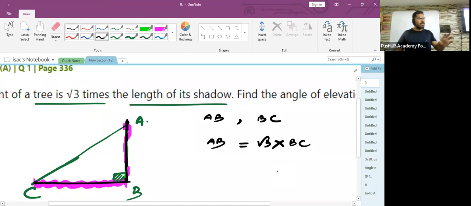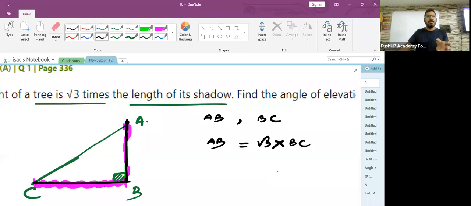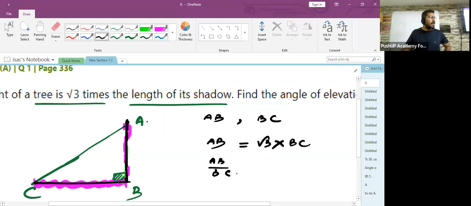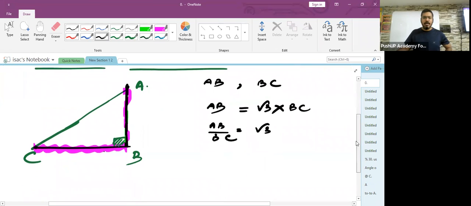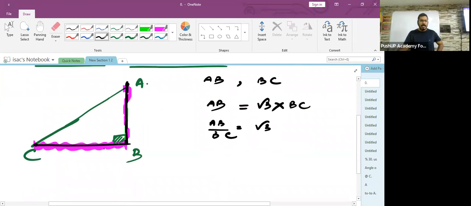Am I clear with this concept? You just established a relation between the height of the tree and the length of the shadow. All right. Now AB is equal to root 3 into BC. So can I say AB divided by BC is equal to root 3? I can say this. AB divided by BC is root 3.